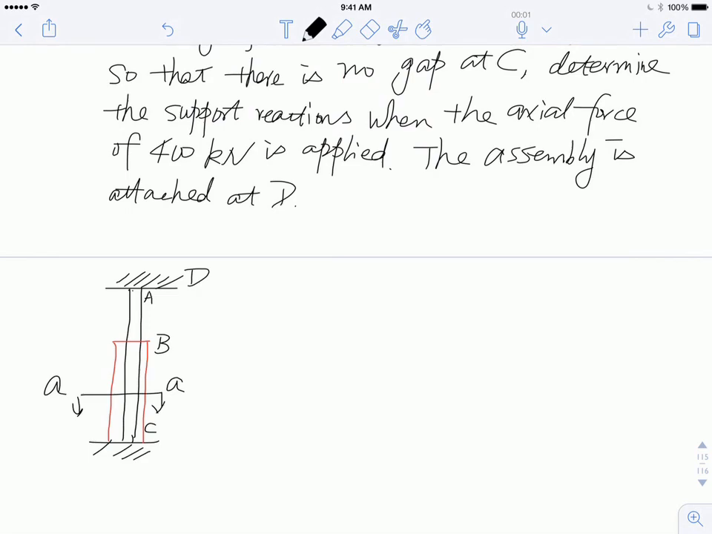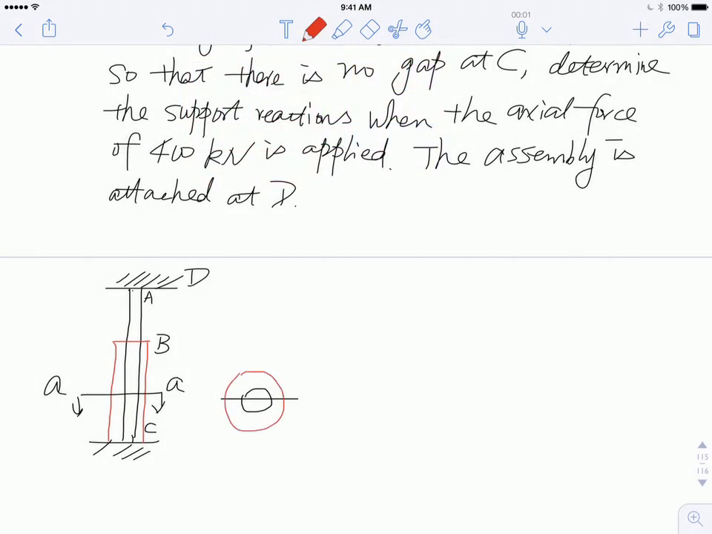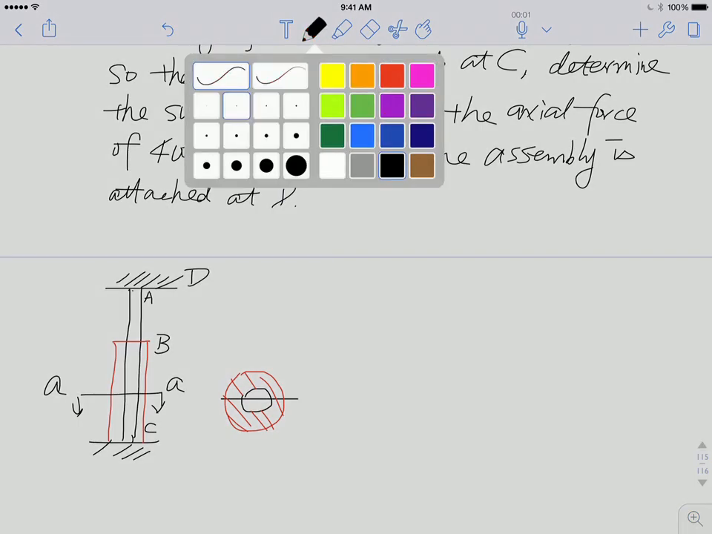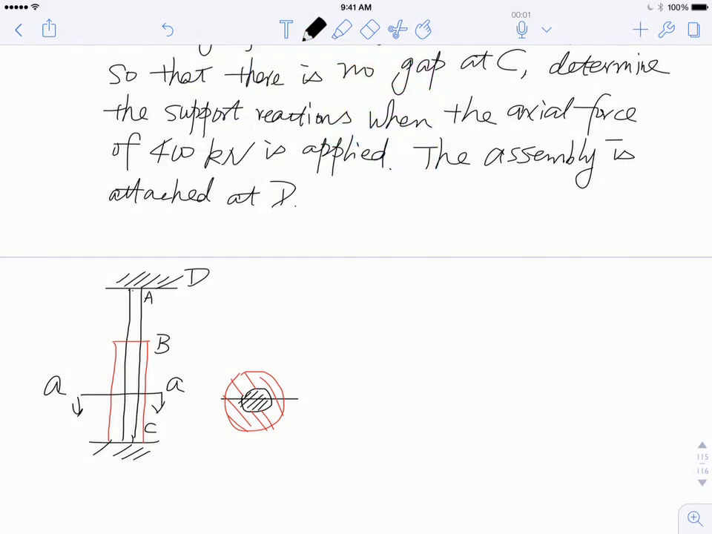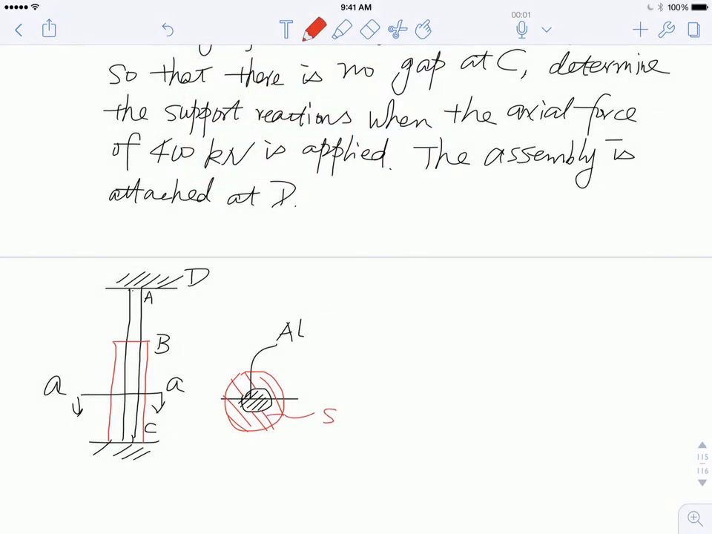So it looks like this: this is my aluminum, and on the outside I have my stainless steel. Basically these are concentric cylinders. Aluminum in the middle, then you have a stainless steel shell. So this is my aluminum, then this is my steel.